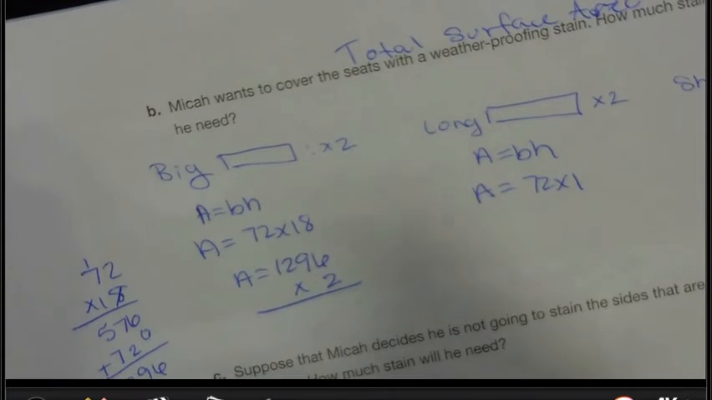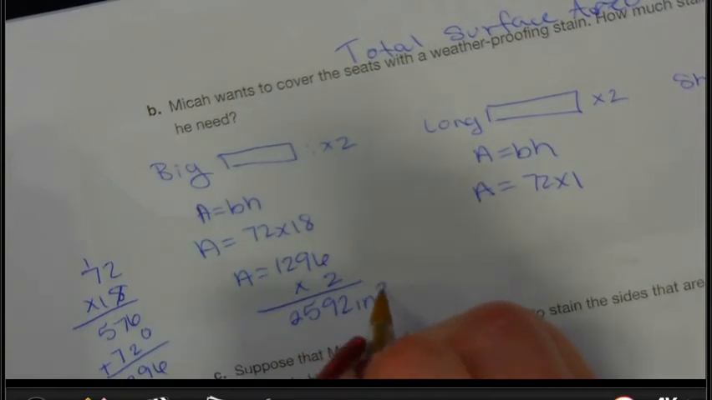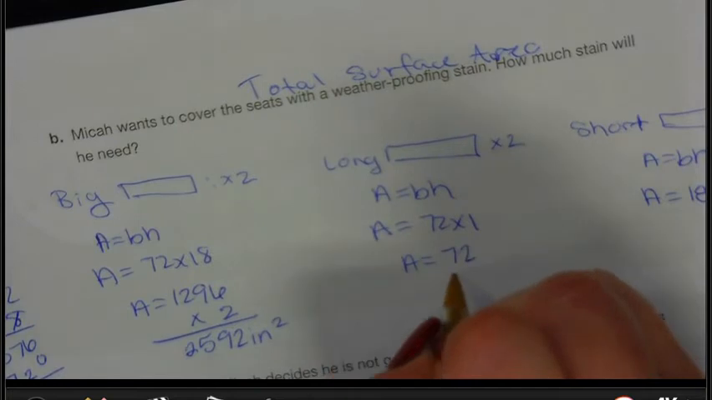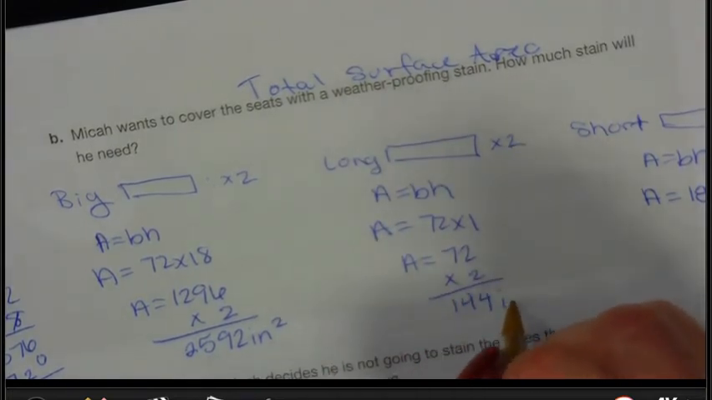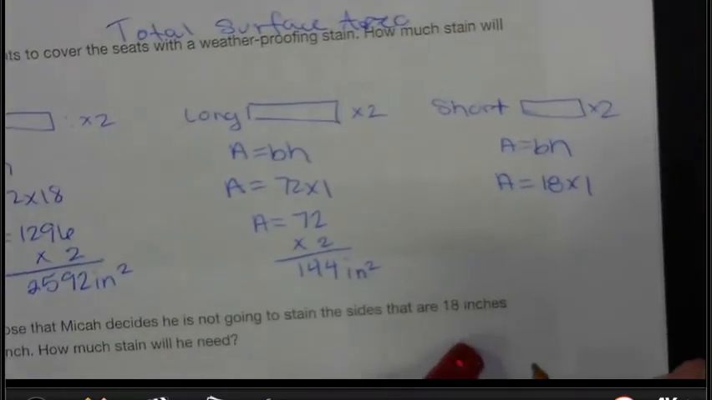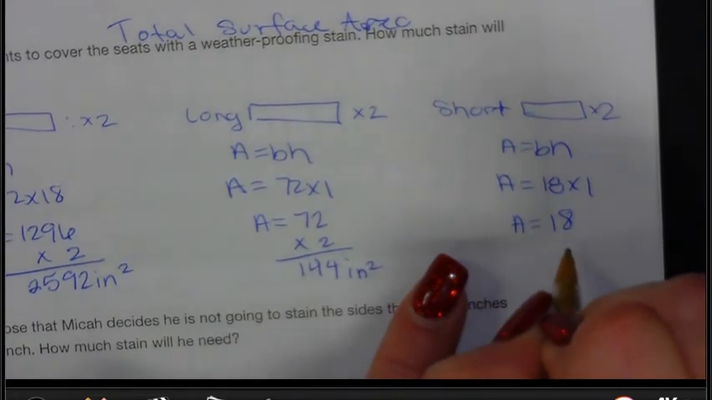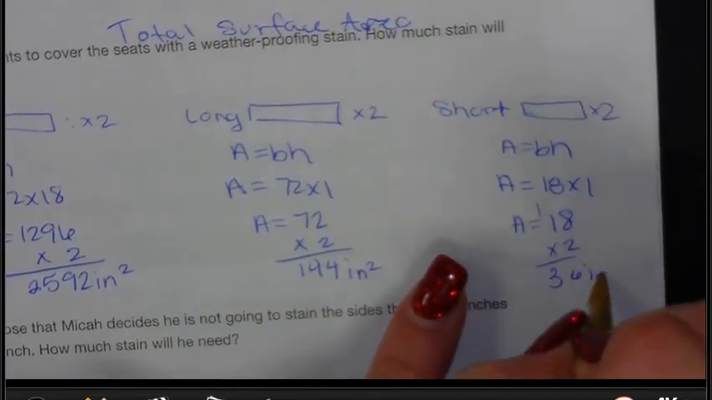I need to find the area of 2. And when I multiply it by 2, I'm going to get 2,592 inches squared. Okay, I have the area here, 72 times 1 is 72. Well, I have 2 of these, so I'm going to multiply it by 2 to get 144 inches squared. And then I need to do my short rectangles. Area is going to be 18 times 1 is 18, times 2 more is going to be 36 inches squared.